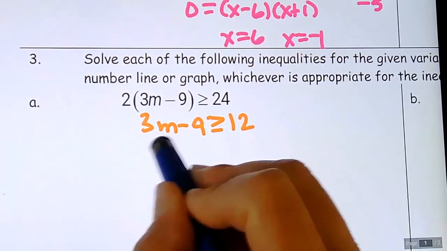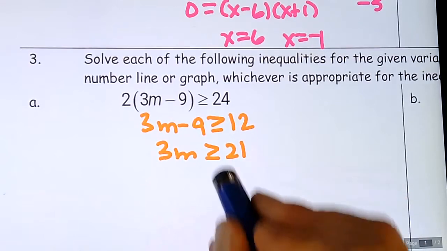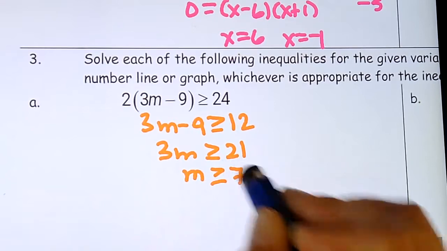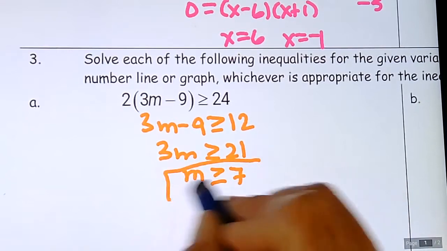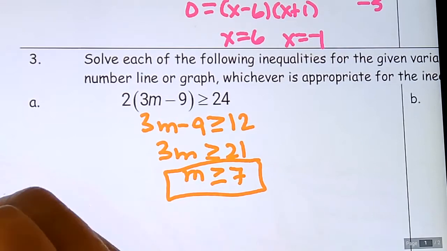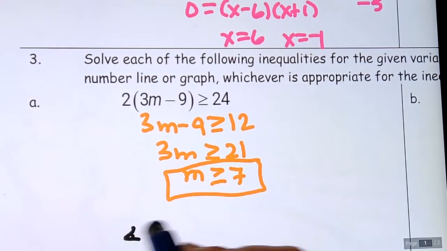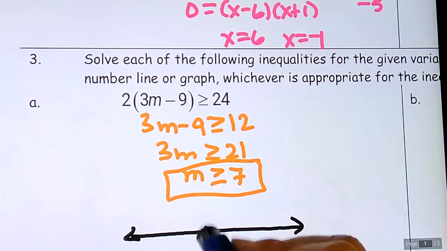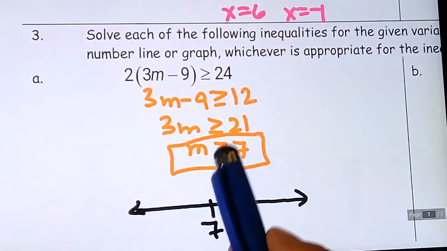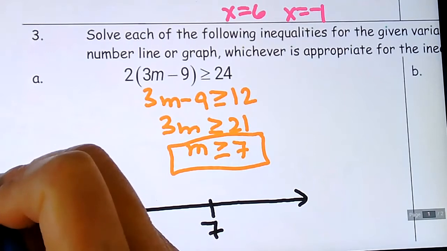So I'm going to add 9 to both sides. So that's going to give me a 21. I'm going to divide by 3. Okay, so that's going to give me a 7. This is my answer. M is greater than or equal to 7. And then I'm going to put it on a number line. Okay, so here's my number line. I'll put 7 here. And it's going to be a closed dot. Okay, closed dot. I'm going to make this a little fatter.